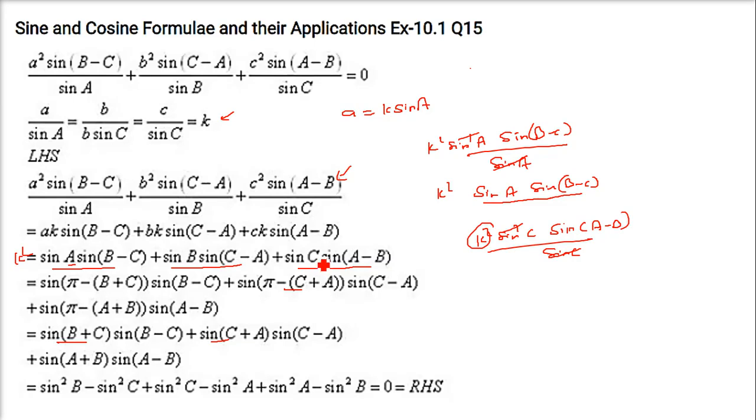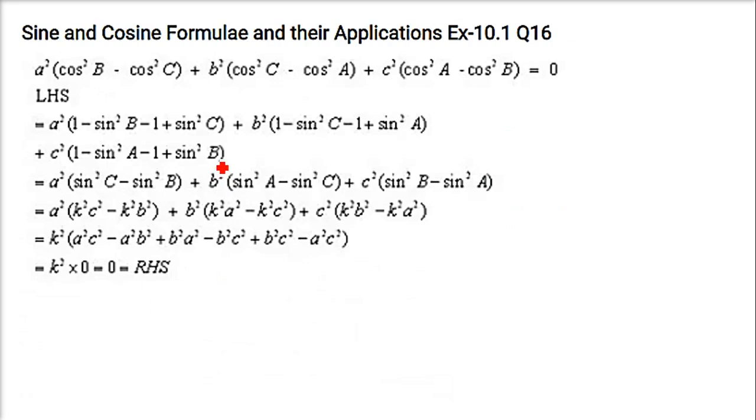In place of C you can write pi minus A plus B. Now sine 180 minus theta, or sine pi minus theta, is sine theta only. So you can write just sine A plus B. So what do you get? Sine B plus C times sine B minus C gives sine square B minus sine square C. Sine C plus A times sine C minus A gives sine square C minus sine square A. And here sine square A minus sine square B. So all these cancel, the B, C and A, and you get a 0 here. And K square was already there outside, and it will get cancelled.